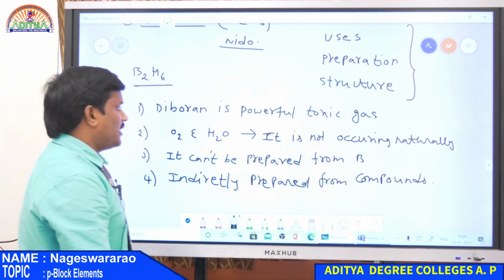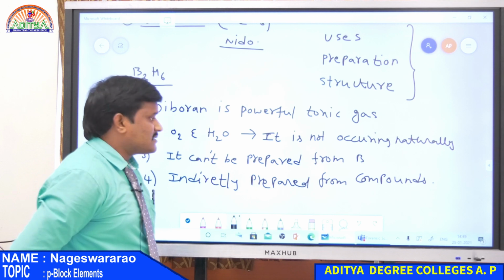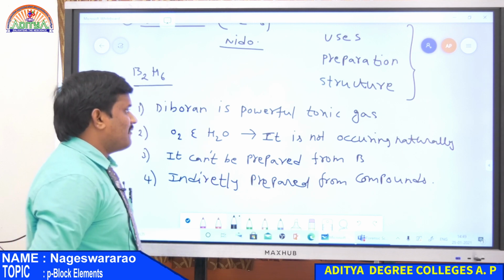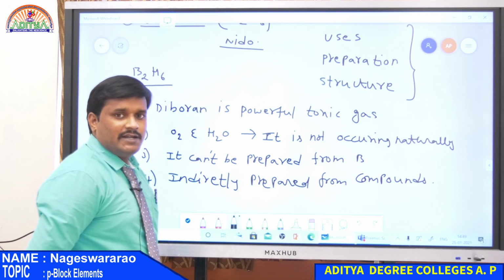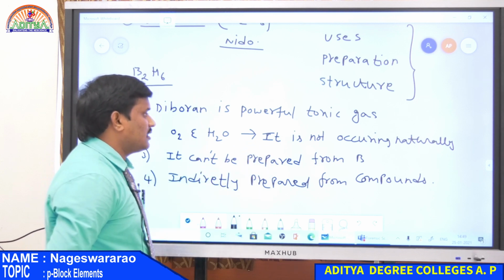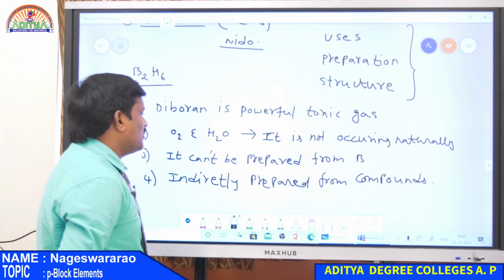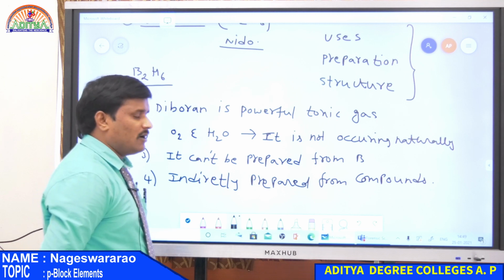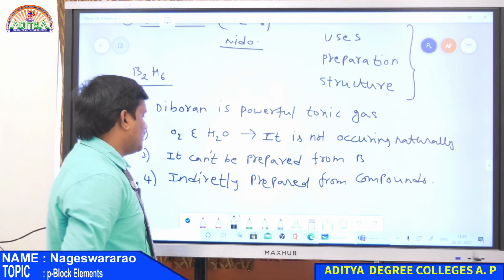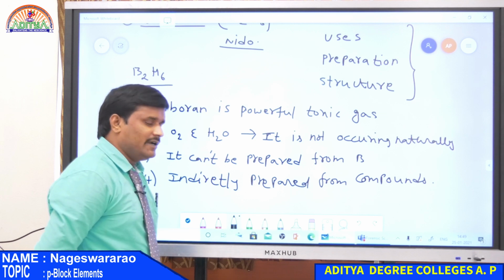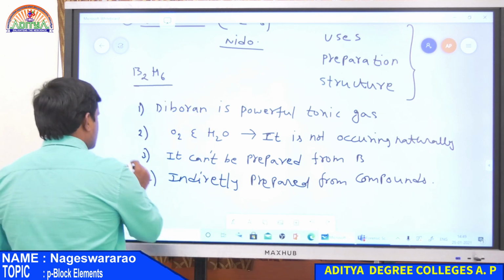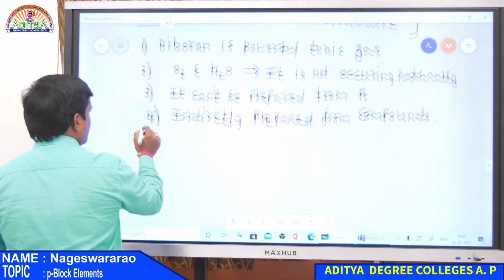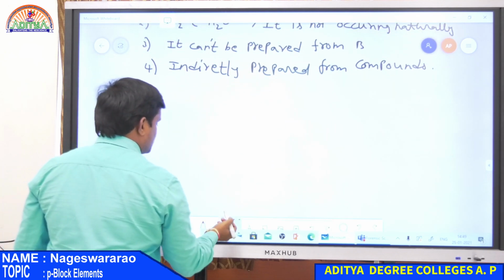So these are the main properties of diborane. First one is diborane is a powerful toxic gas. Second one is it has high affinity towards oxygen and water, therefore it does not occur in nature directly, and it cannot be prepared directly from the elements of the compound, that is boron. And final one is it is always prepared indirectly from different compounds. Now what are the preparations of diborane? So there are three preparation methods.